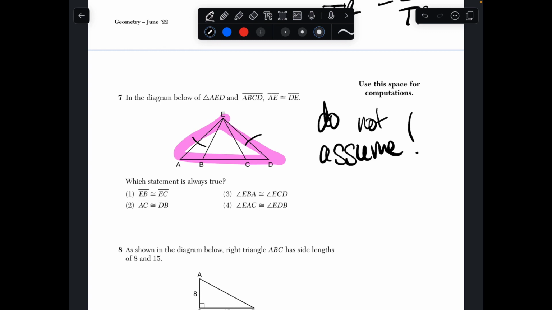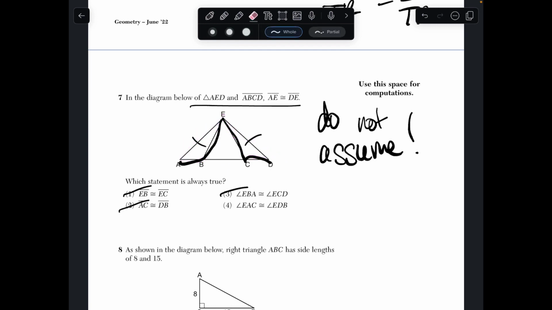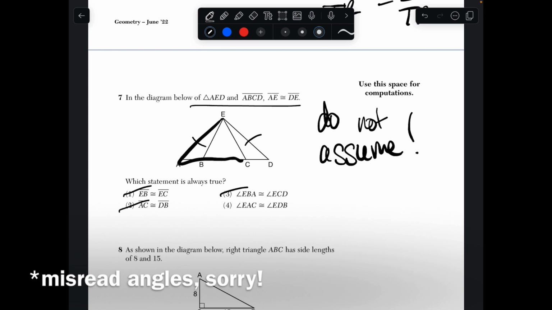AB congruent to AC. Well, they sure do look like it, but nothing in our givens would provide that congruency. So no. AC is congruent to BD. Now, yes, they do look congruent. However, nothing in our givens provides that information, so that is wrong. Angle EBA is congruent to ECD. Well, they do look congruent, but no information in our givens provides that information. Angle AEC is congruent to angle ABD.